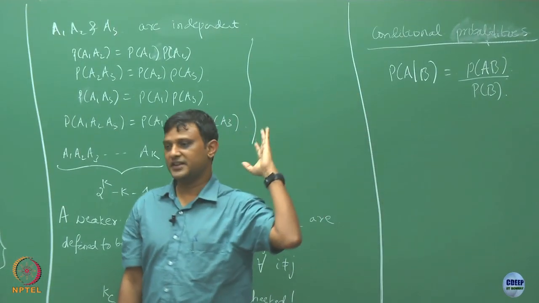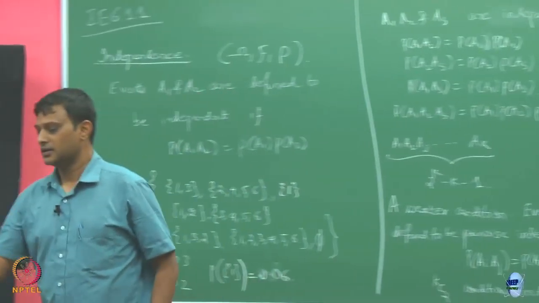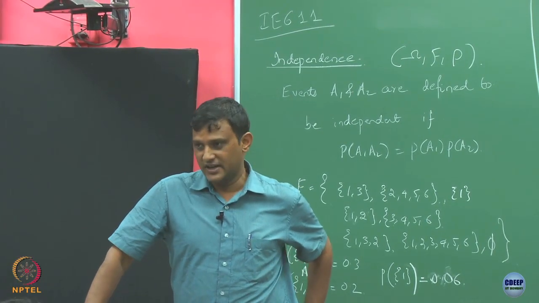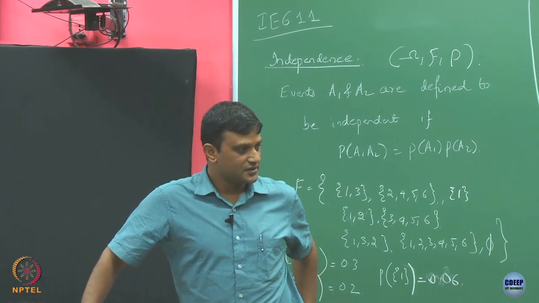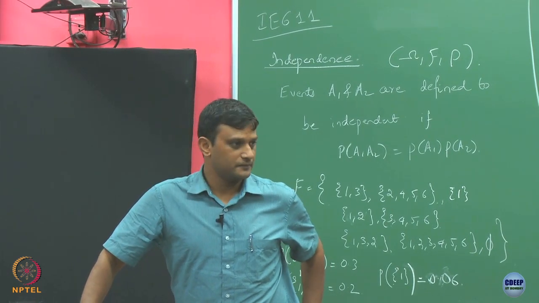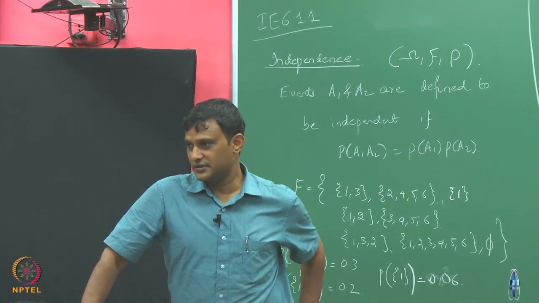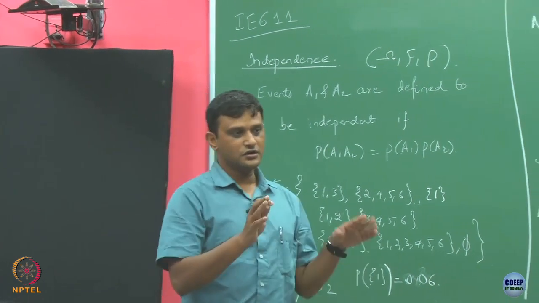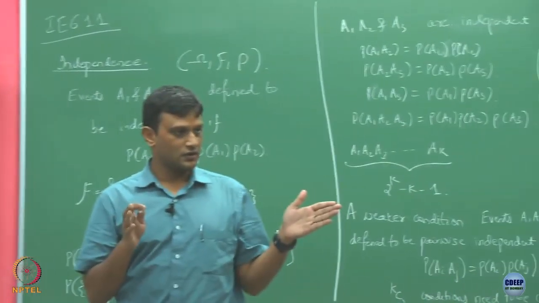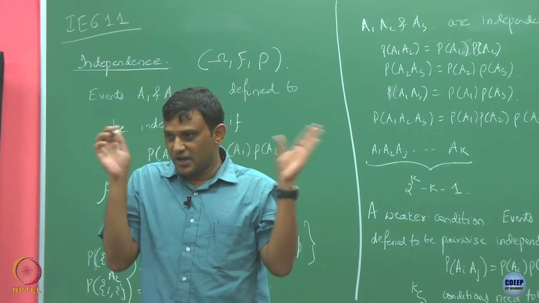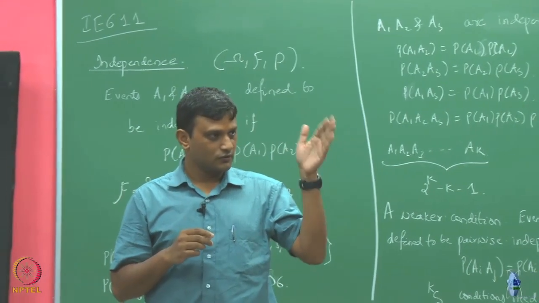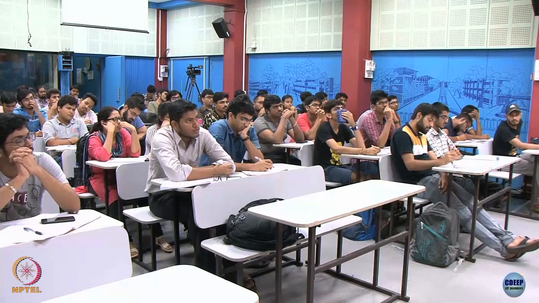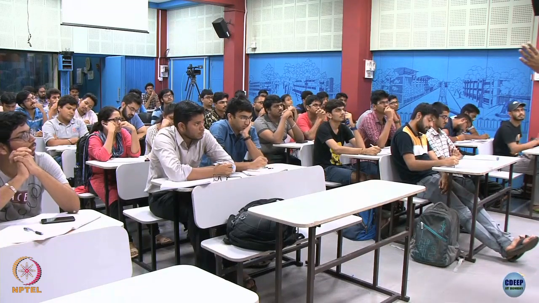Now suppose I ask you: what is the probability that the sum of the outcomes of the dice is 10, given that the outcome of the first dice is 4? How are you going to compute this? I already told you the outcome of the first dice is 4. Now you are only going to look at the possible outcomes, which are 4-1, 4-2, 4-3, 4-4, 4-5, 4-6. Now you know that my sample space has reduced, conditioned on this.